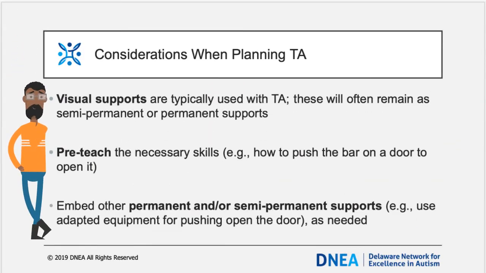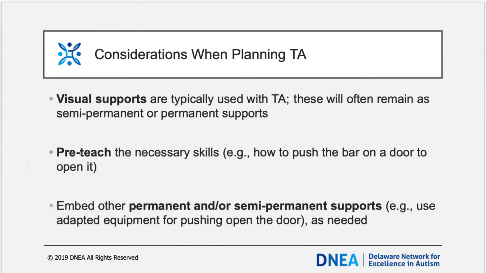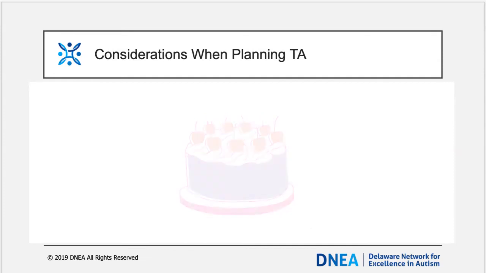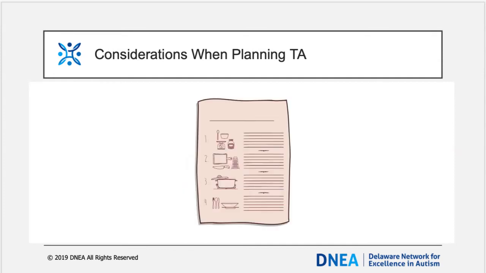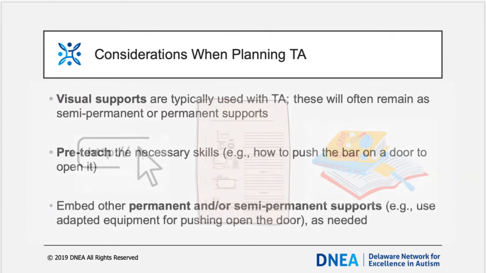I want to pause for a moment and talk about considerations when planning to use a task analysis. Visual supports are commonly used for task analyses as they often remain in place as semi-permanent or permanent supports. If you think about your favorite recipe, you may have a recipe card, a cookbook, or a saved website that keeps the measurements of that recipe available to you for future cooking. This is a visual support of chain tasks that you use when cooking.